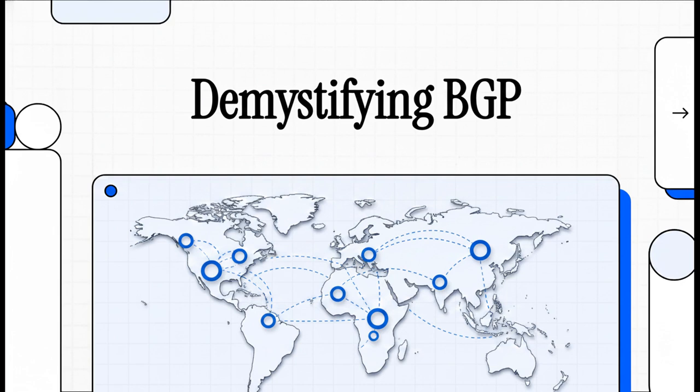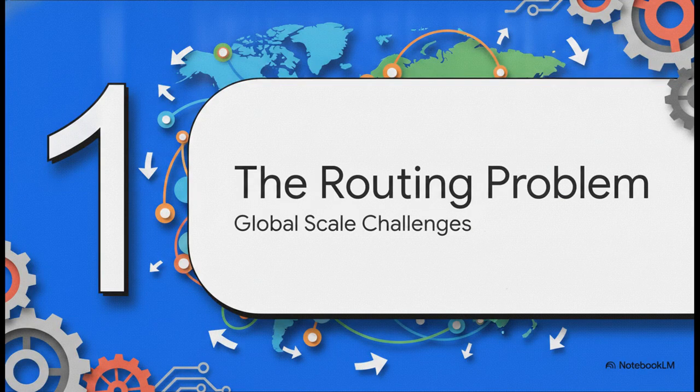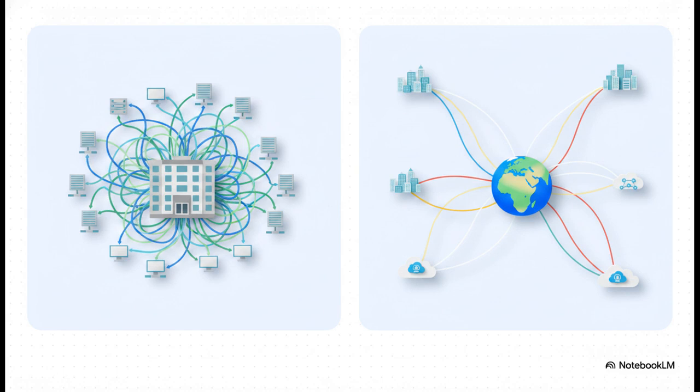To make sure we don't get lost ourselves, here is our very own routing table for today's explainer. We're going to kick things off with the global routing problem, move right into defining autonomous systems, explore the path vector algorithm, break down internal versus external BGP, and finally, look at BGP path attributes. All right, Section 1, the global routing problem. Let's get into it.